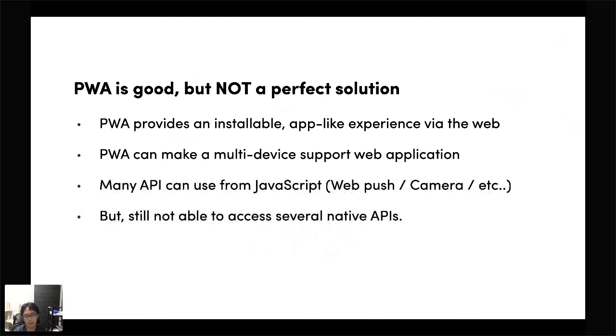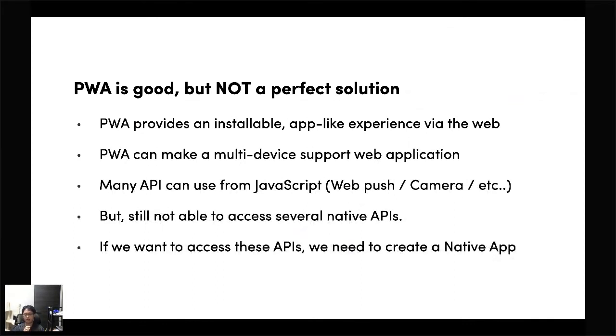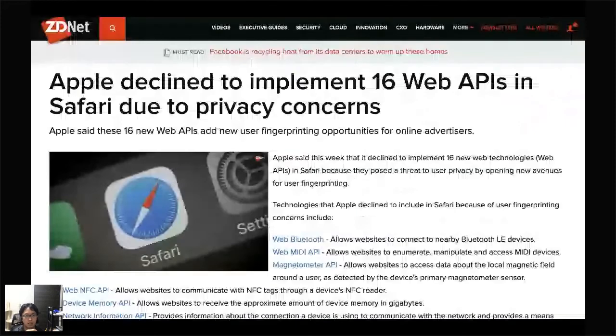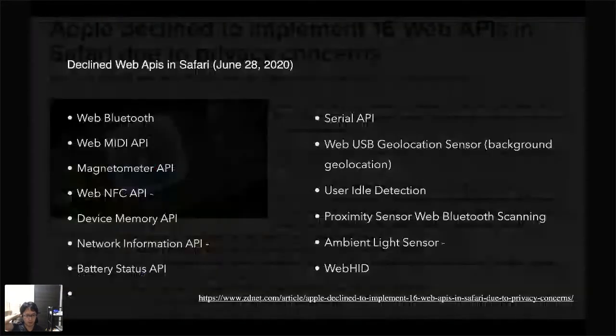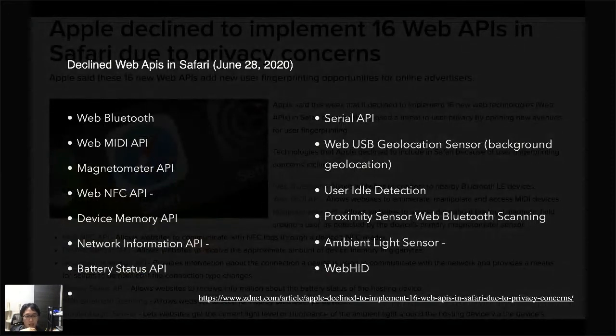But other APIs we still cannot access. If you want to access APIs like web audio or geolocation or more secret APIs, we have to create a native application using Objective-C, Java, Swift, and more. That's bad news for JavaScript developers. And recently, Apple declined many APIs in Safari. In Safari, these APIs can't be used from the browser. So if we want to use APIs like network information, battery status, or web HID, we have to create a native application.